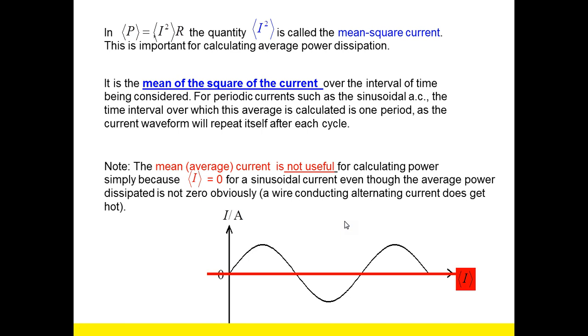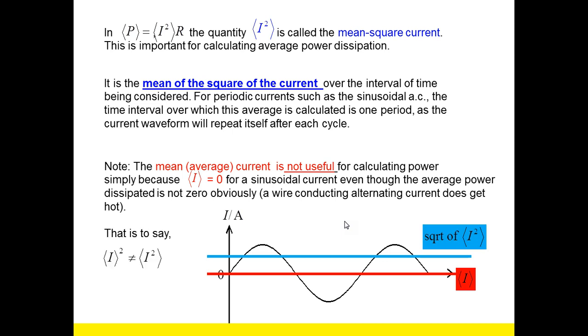However, does this mean that the power dissipated by a sinusoidal current is 0? Since mean current is 0, that is obviously not true. Hence, we use the idea of a mean square current, because P is equal to mean square current multiplied by R. And we see here that the mean square current is a non-zero value.